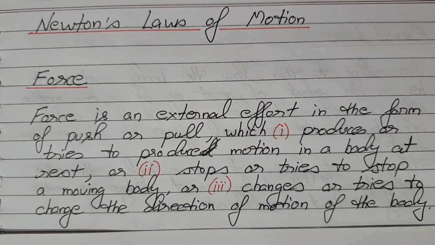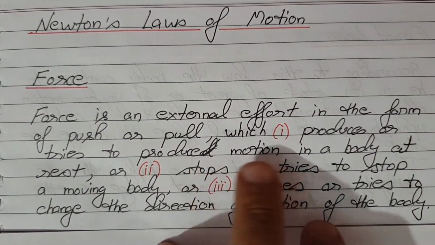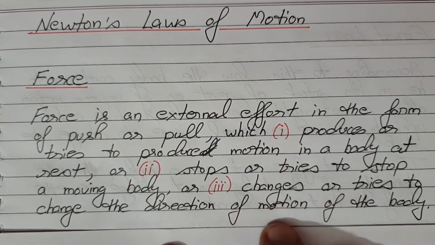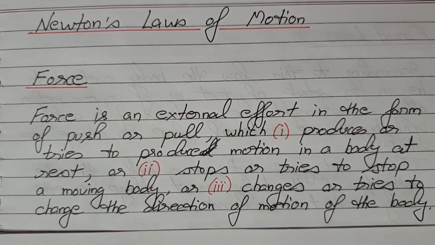Now see, when you push a ball lying on the ground, it starts rolling. The force exerted has thus produced a motion in the ball. However, when we push a heavy stone, it does not move. So basically, the effort made in this case has only tried to produce motion but has not succeeded. So the words "tries to produce motion," "tries to stop the body," or "tries to change direction of the body" are generally used for big bodies, in which though the force is applied, there is no such effect on the body.